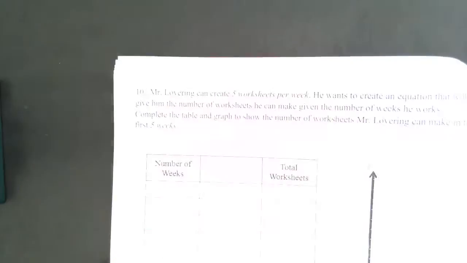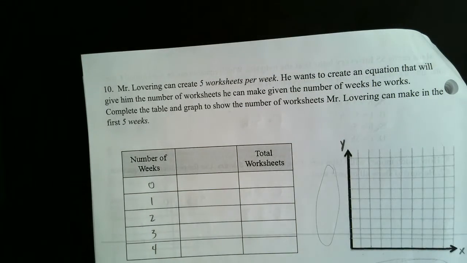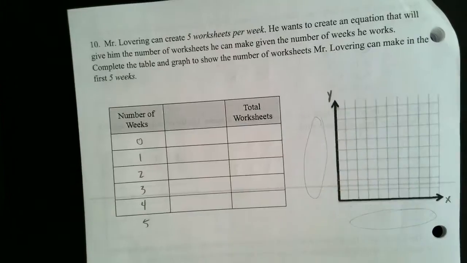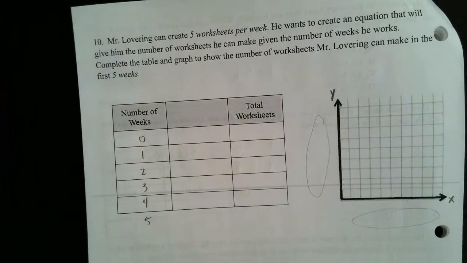This is one about me making worksheets. Nice. Mr. Lovering can make 5 worksheets per week. He wants to create an equation that will give him the number of worksheets he can make given the number of weeks he works. Complete the table and graph to show the number of worksheets Mr. Lovering can make in the first 5 weeks.